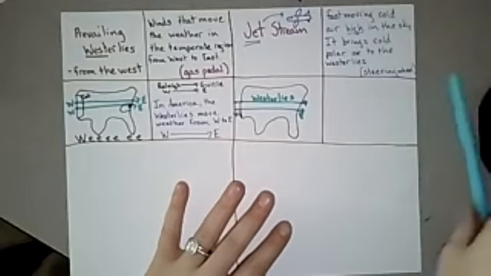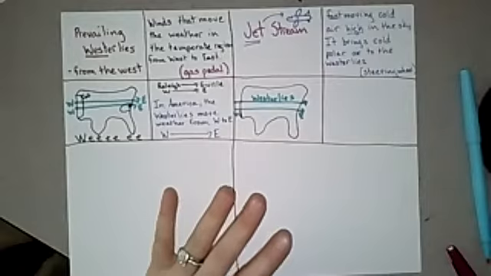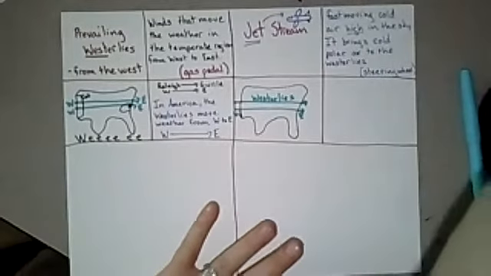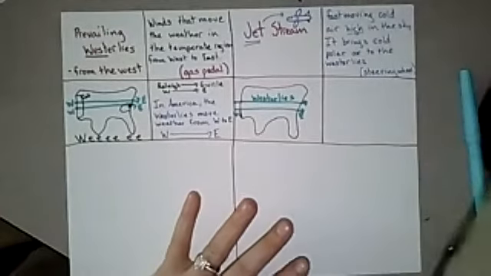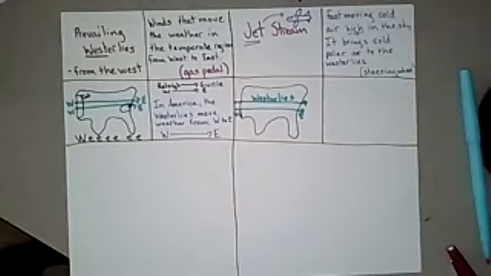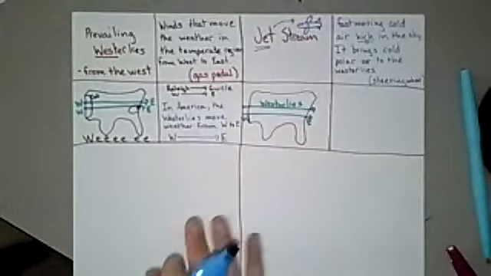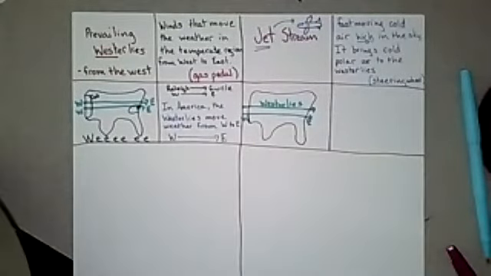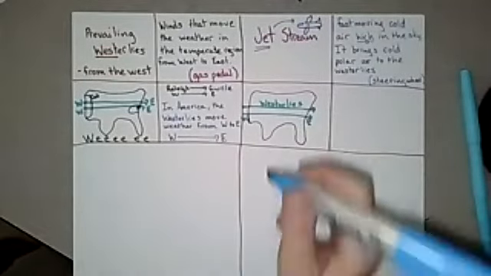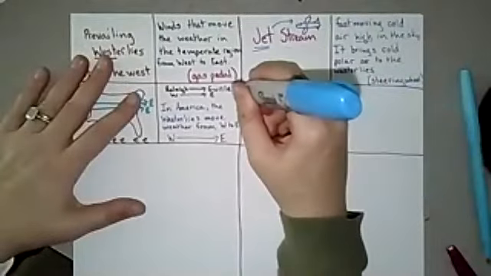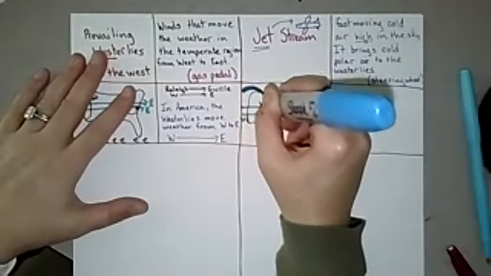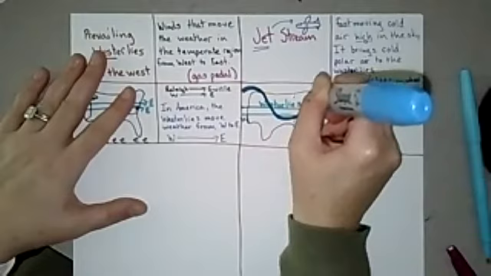Now, the jet stream comes like this, and I'm going to draw the jet stream blue because it's cold air. Jet streams also blow from the west to the east, but they kind of come in from the northwest. So they come in like here, and they come down like this and go like this.